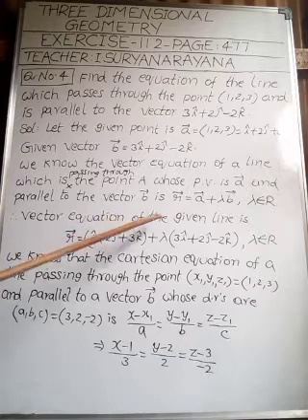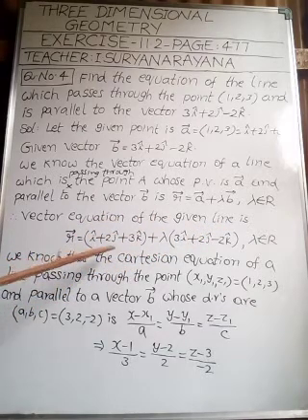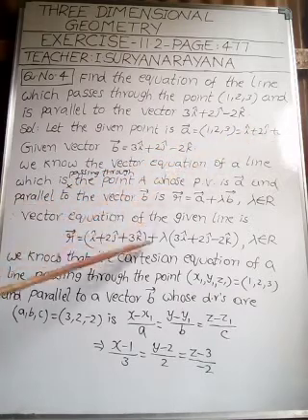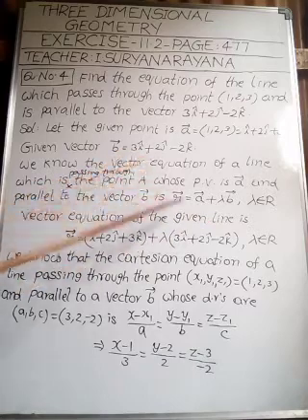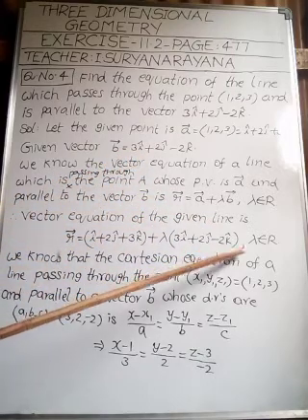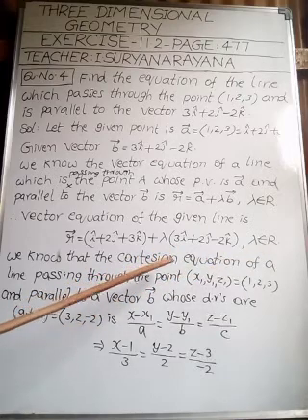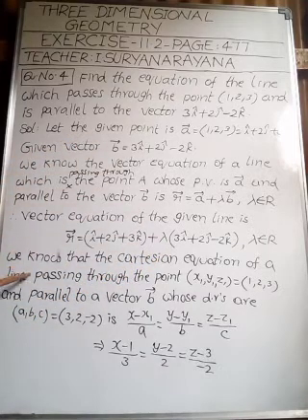Therefore, vector equation of the given line is R bar is equal to, what is A bar here? I cap plus 2j cap plus 3k cap plus lambda into, what is B bar here? 3i cap plus 2j cap minus 2k cap, lambda belongs to R. That's all. This is called the vector equation of the line. Understood this step, my children? Right. Now come to the next part.